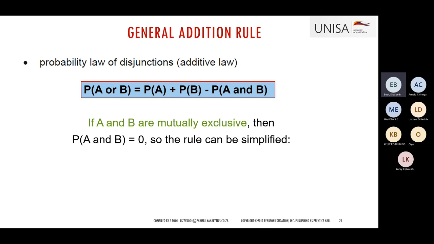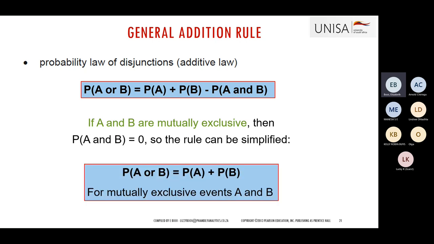However, if they tell you that A and B are mutually exclusive, so it means A and B cannot happen at the same time, then the probability of A and B will be equal to zero. Therefore, the probability of A or B will be given by the probability of A plus B. You always need to remember that. If A and B are mutually exclusive, then the probability of A or B will be the probability of A plus the probability of B.